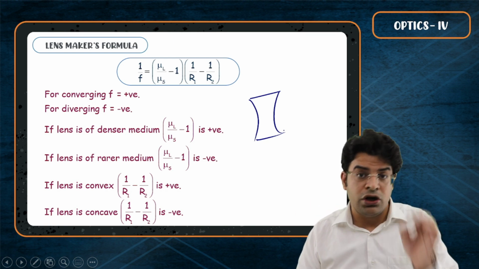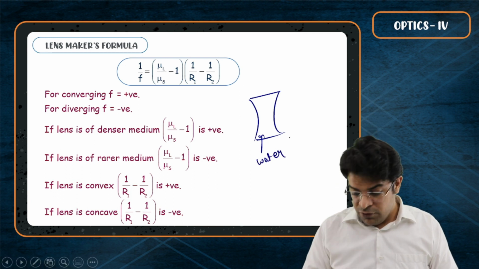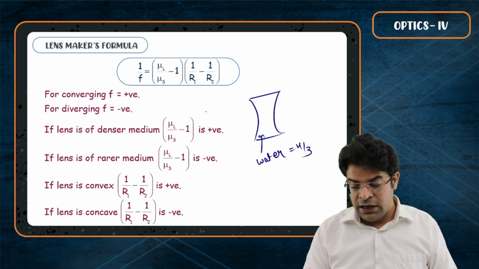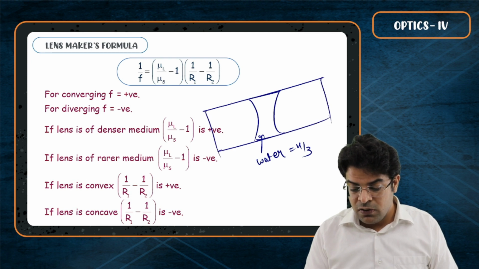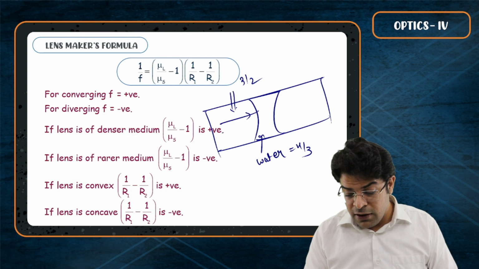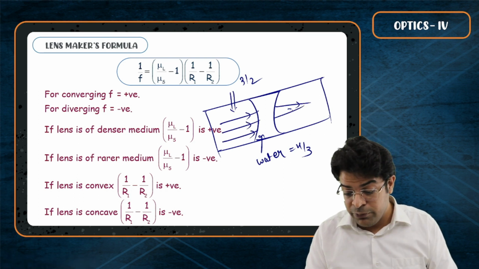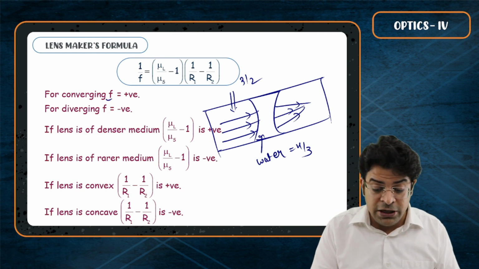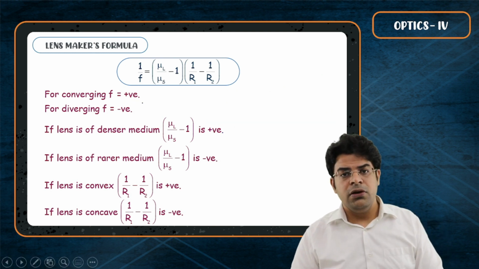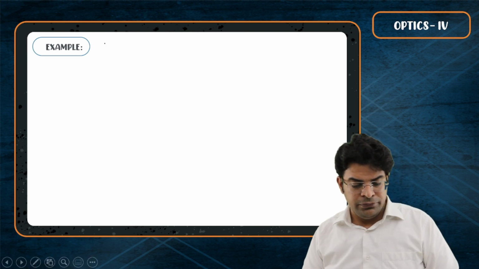If you have got a concave lens made up of water, refractive index 4/3, and the surrounding is glass made up of refractive index of 3/2, then when light rays hit it, it won't diverge. It will end up converging them, and hence its focal length will be positive. So now let's talk about some examples.